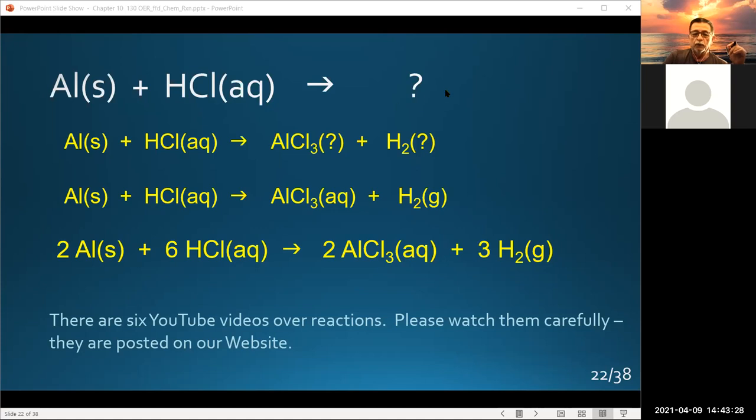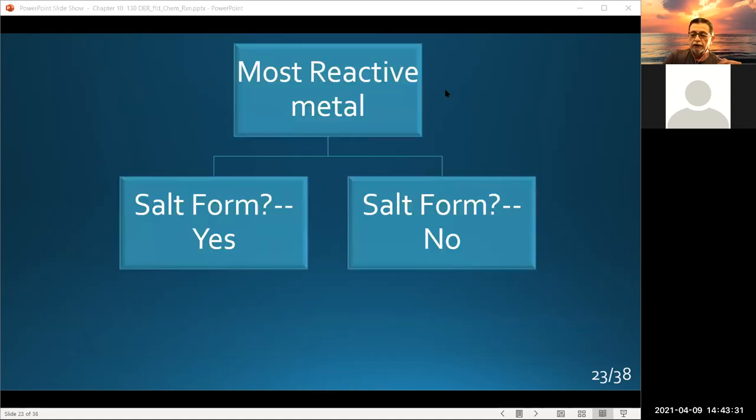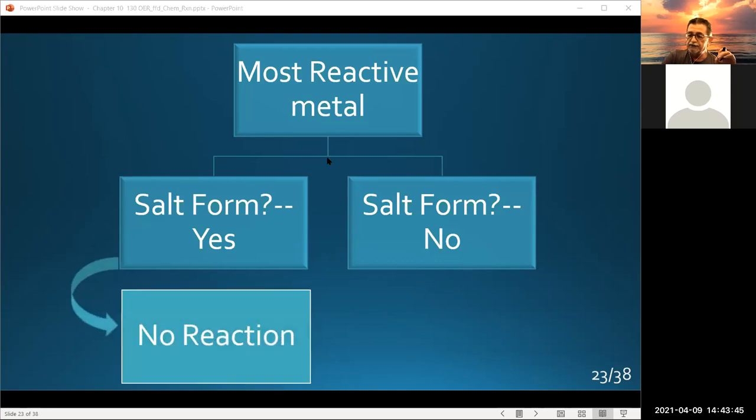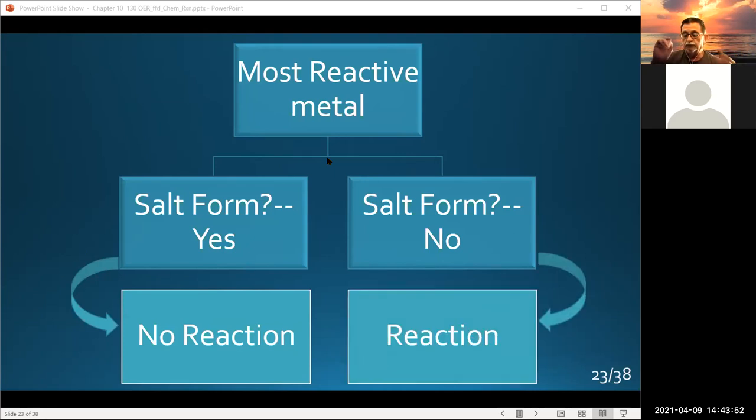All right, so let us continue. Now, this summarizes, again, the activity series, which is the most reactive metal. Once you determine which one is the most reactive metal, you ask the question: is it in salt form? If the answer is yes, then there's no reaction. If the answer is no, you get a reaction and you exchange the metals. Write the new ionic compounds in ions first, so you can put them together in the proper ratio.